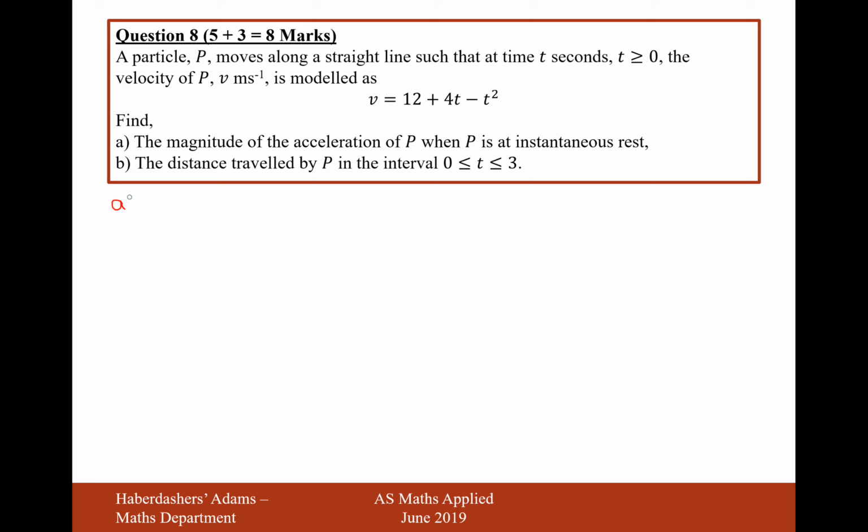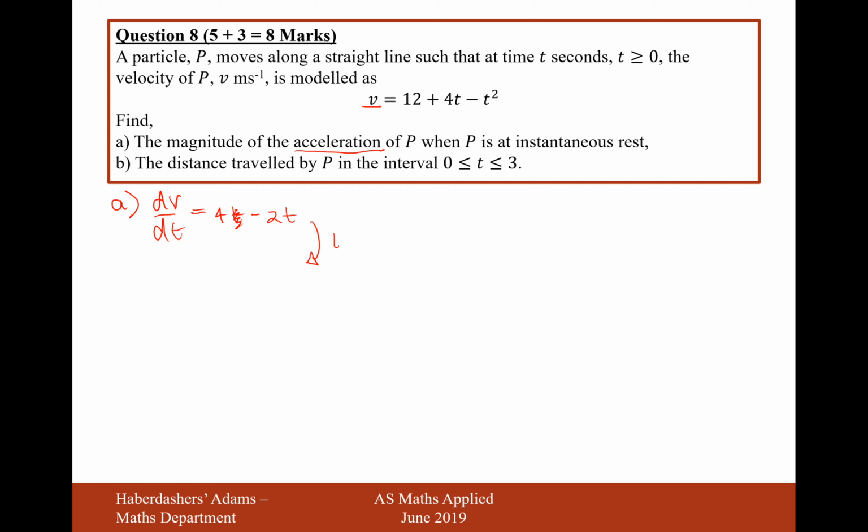So what that's asking for us to do is to find acceleration from velocity. So we need to differentiate. dv by dt is going to be 4 minus 2t. 12 differentiates to 0, 4t differentiates to 4, and t squared differentiates to 2t.